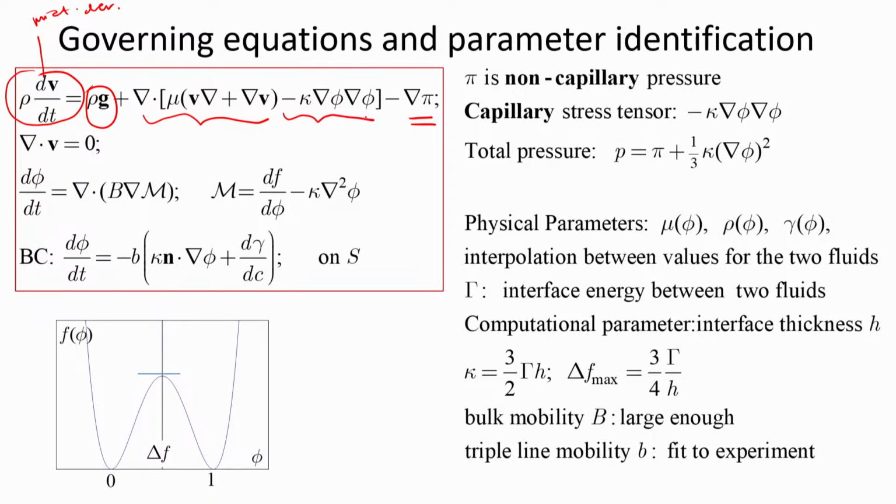This is capillary stress tensor. This is dyadic. So the components of this are minus kappa phi comma i phi comma j on the basis e_i e_j. So this is a tensor. This is a stress tensor. So this is capillary stress tensor, and we will see the meaning of that tensor soon.